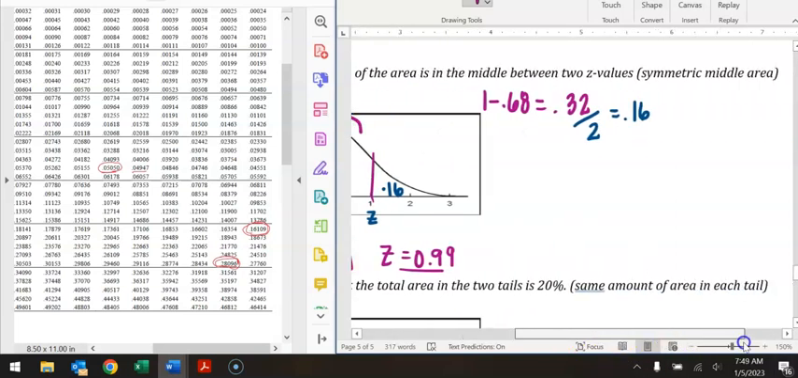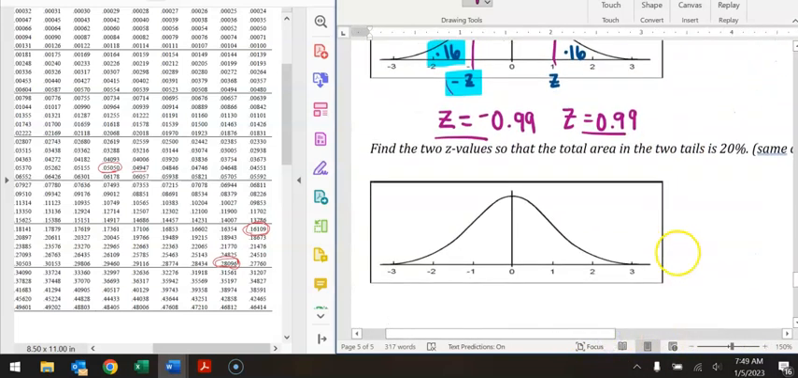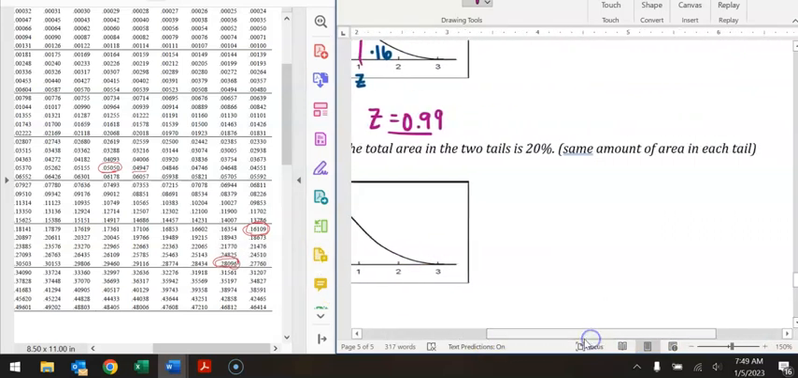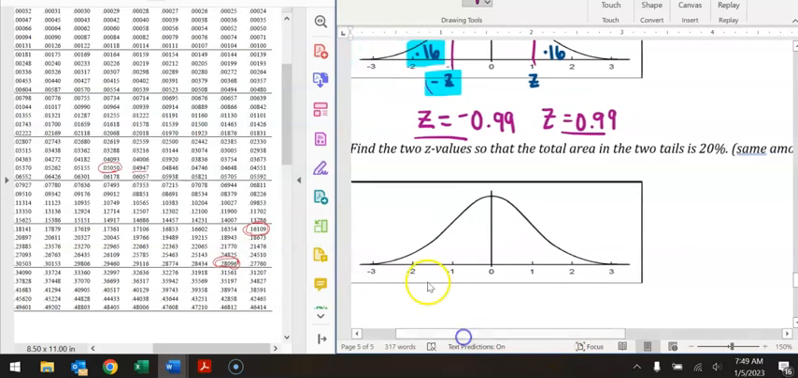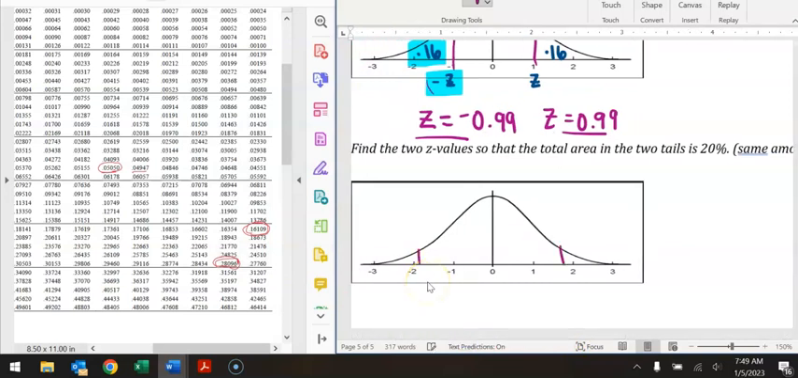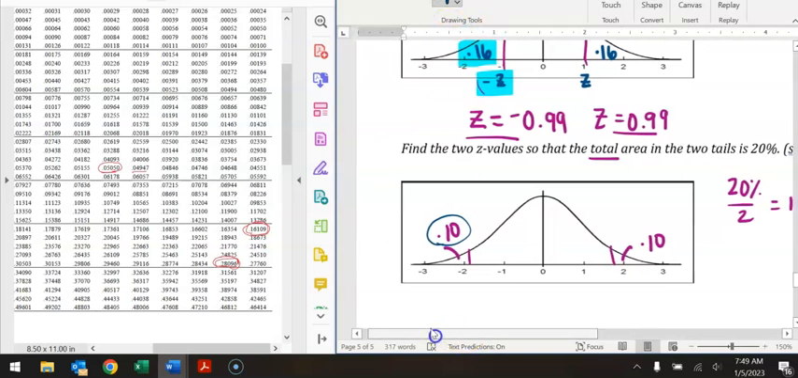All right, let's try another one. Okay. So the area in the two tails is 20%. Okay, and you have the same area in each tail. So I'm just going to give a little estimate here. The area total is 20%. If I take that 20% and divide it by 2, I get 10% in each tail. So 10% here and 10% here. So I'm going to look in my chart for an area that's closest to 0.10.